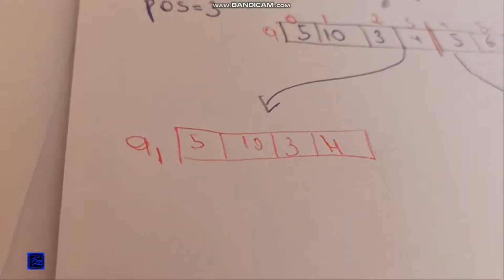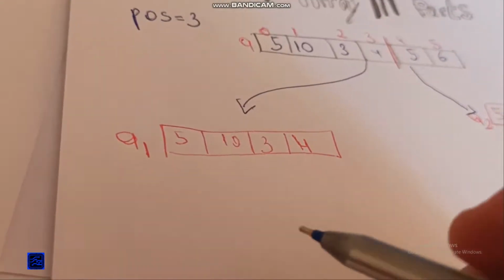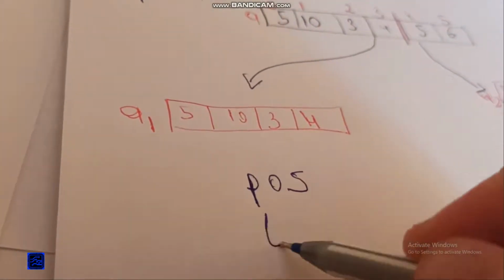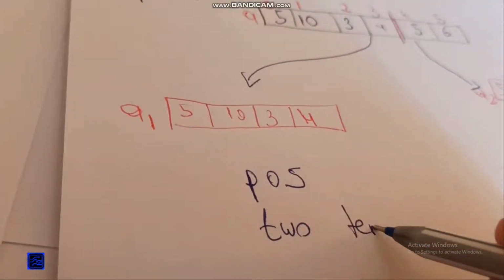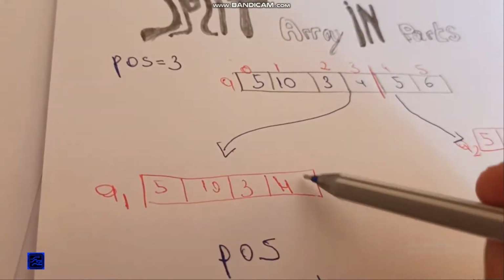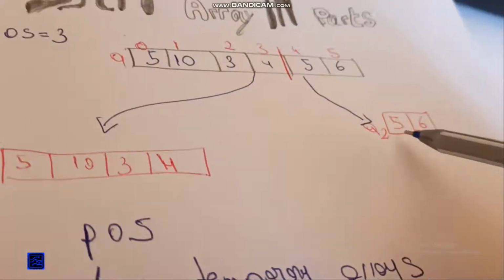For that problem, we need from the user, as we said, the position, and also we'll use two temporary arrays. In that way, we'll put those elements in array 1 and those elements in array 2.